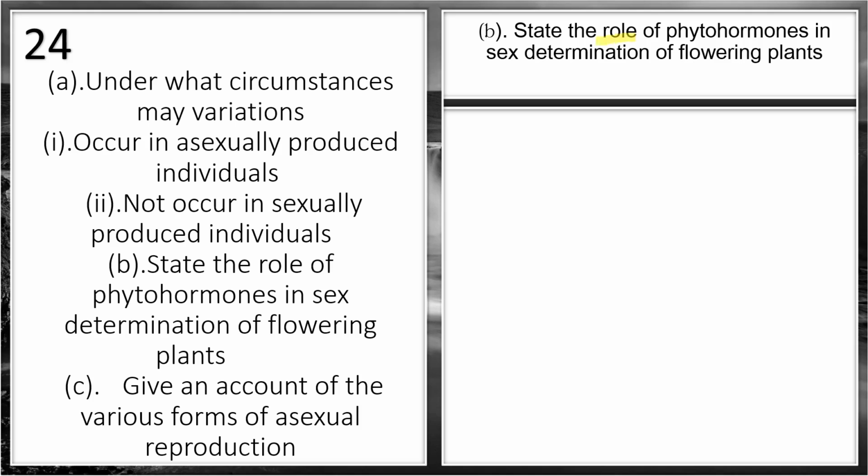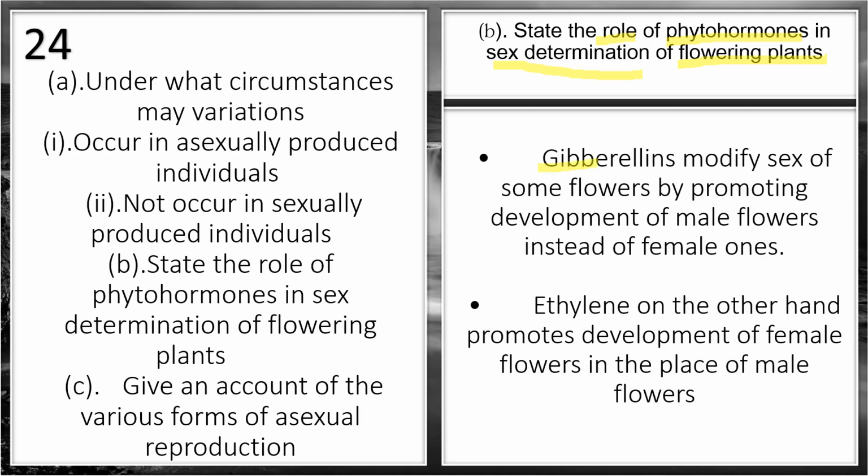State the role of the phytohormones in sex determination in flowering plants. Gibberellin modifies sex of some flowers by promoting development of male flowers instead of female flowers. Ethylene, on the other hand, promotes the development of female flowers in the place of male flowers.